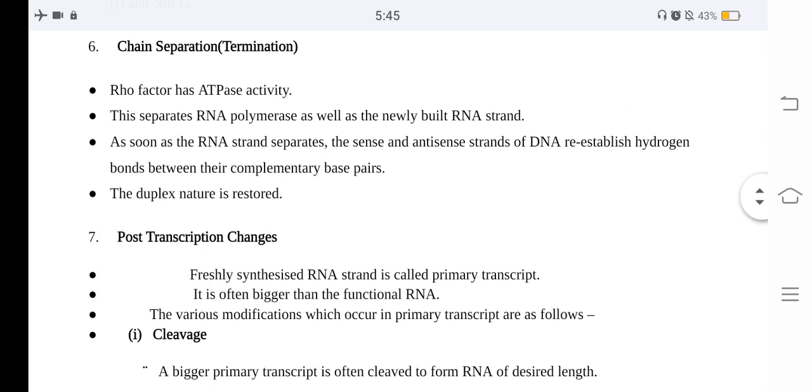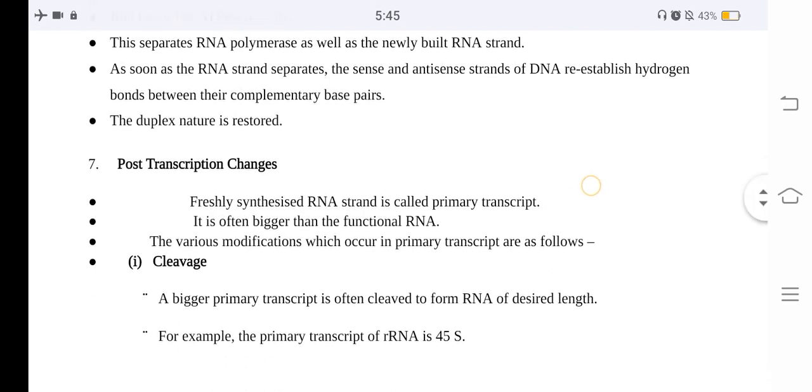Then chain separation or termination. Rho factor has ATPase activity. This separates RNA polymerase as well as the newly built RNA strand. As soon as the RNA strand separates, the sense and antisense strands of DNA re-establish hydrogen bonds between their complementary base pairs. The duplex nature is restored.